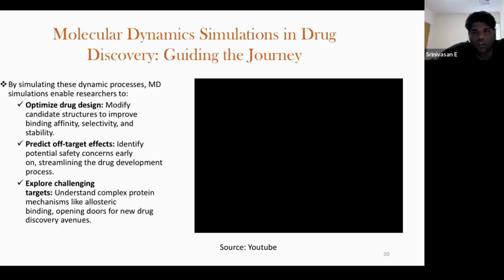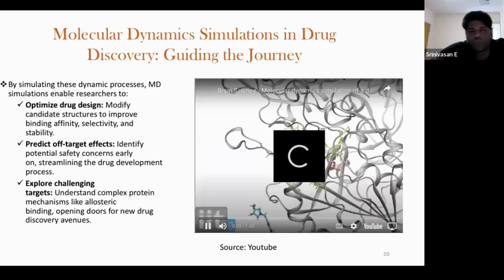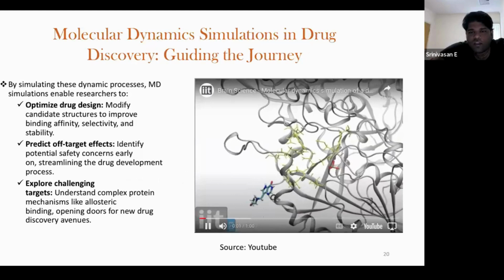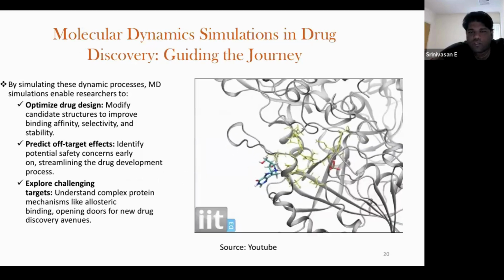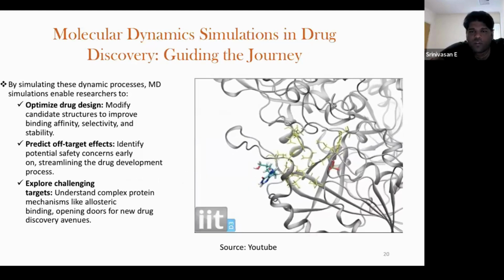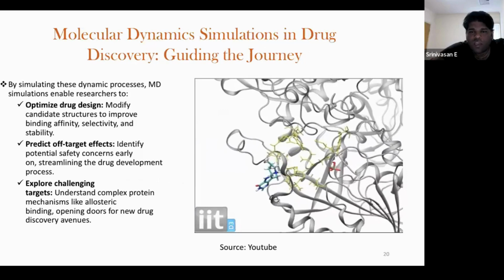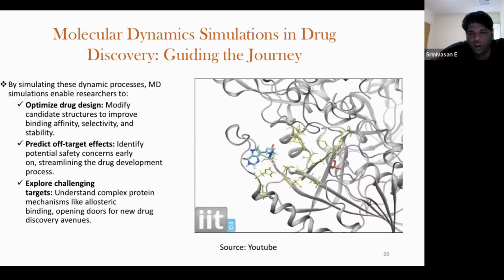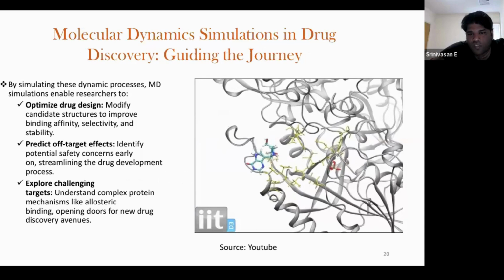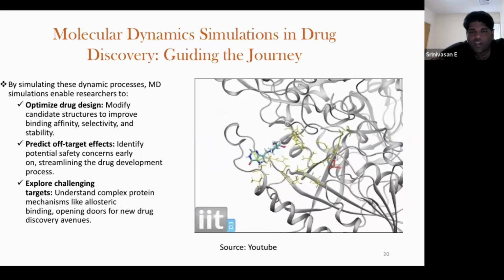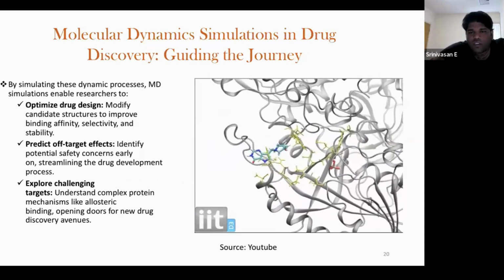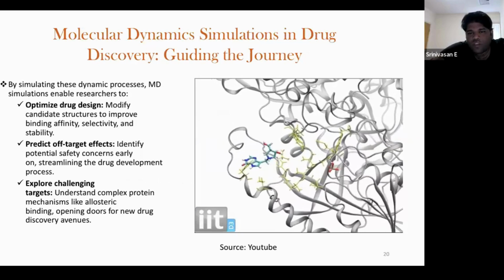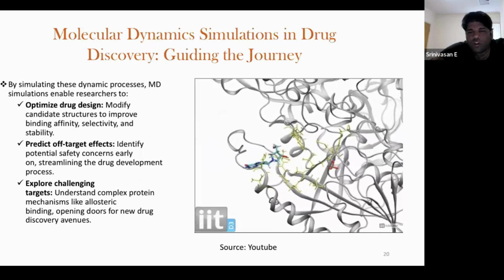Here I could show you a video in which a drug is able to bind to its particular target, and you can clearly see how the drug binding has changed the conformation of the protein, giving it space for the drug to bind and interact with them. I think it's a very cool video. You could watch it for a minute or two, then we could talk about it.